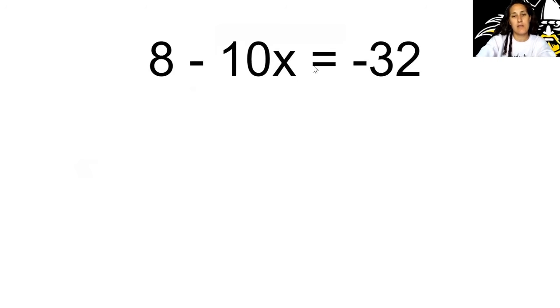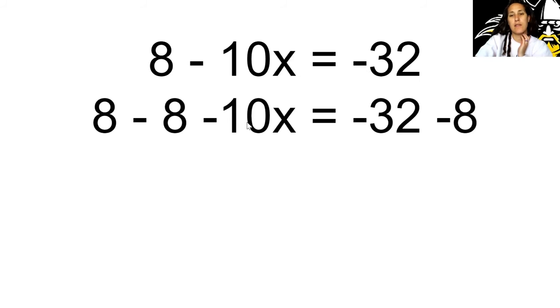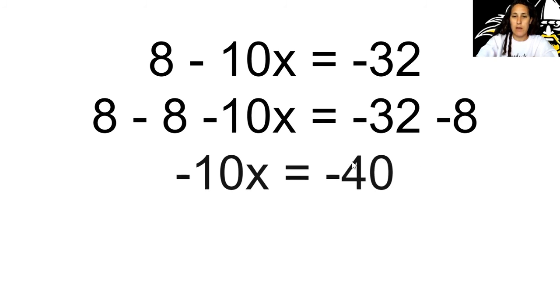The second thing I want to remind you of is questions that look like this: 8 - 10x = -32. Remember, you're trying to get x by itself. So if you cover up this whole section, you need to get rid of the 8. So I'm going to subtract 8 on this side, as well as subtract 8 on this side. Remember, to maintain equality, you do the same thing on one side as you do to the other. When you do that, 8 minus 8 equals 0, and -32 minus 8 would be -40.